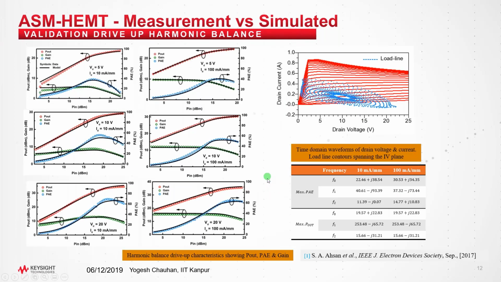And then if you drive it up to a large signal and a harmonic balance situation using a tool like ADS, our circuit simulator, the blue is the Asm HEMT model, and the symbols, the colors are the power out, gain and power out at efficiency. It's really tight correlation as well. And you can see dynamic load lines. This is sweeping over different time domain results, so it's a pretty robust model.